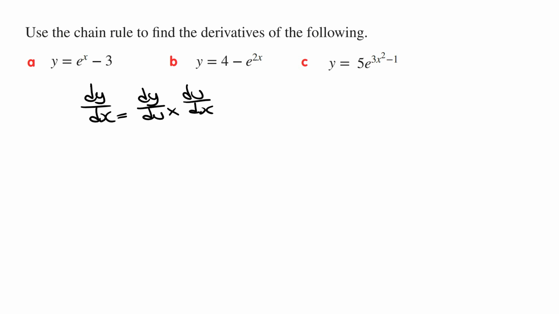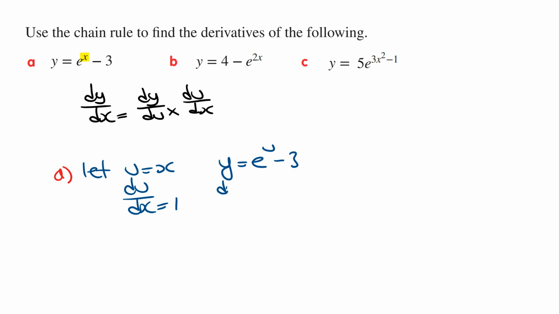When differentiating exponential functions using the chain rule, what we do is let u equal the exponent of the e term. And so for part A, we're going to let u equal x. Deriving this, we're going to get du dx, and this is going to be 1. We then write y as a function of u, and so y is going to equal e to the u minus 3. Deriving this, we're going to get dy du, and this is going to equal e to the u.